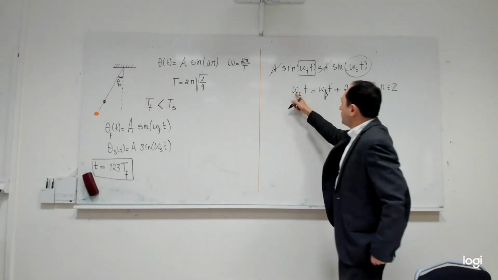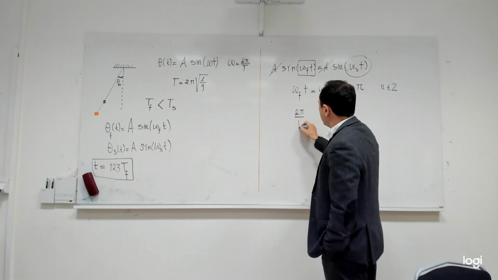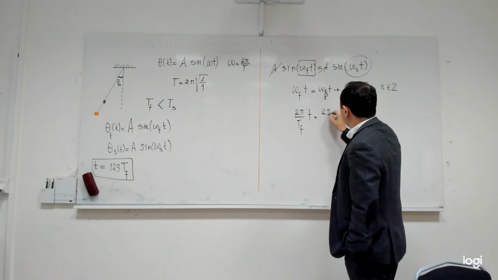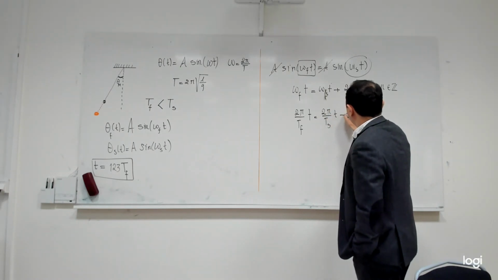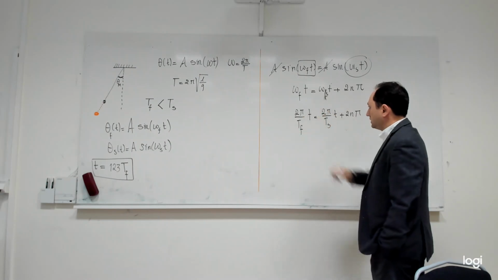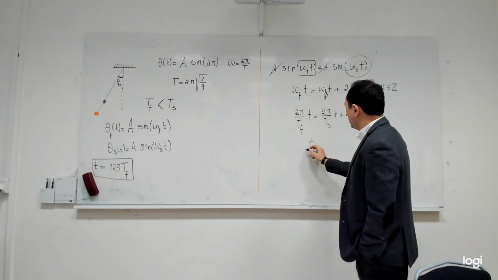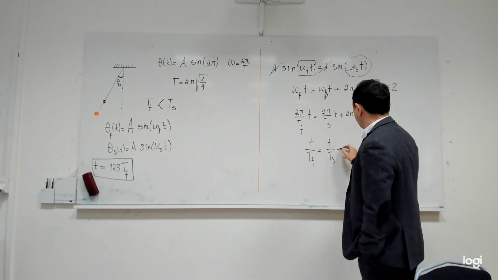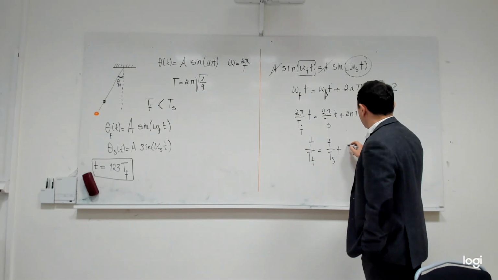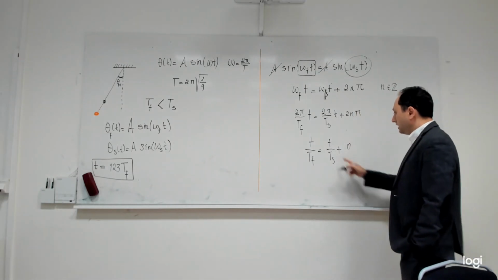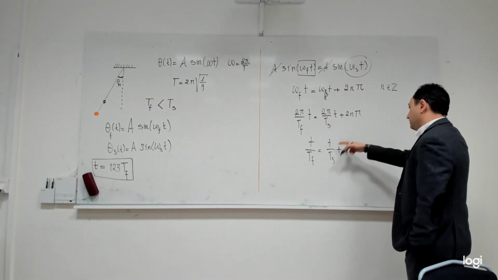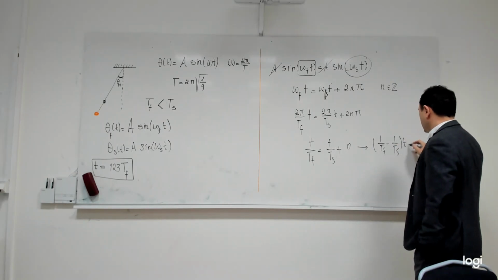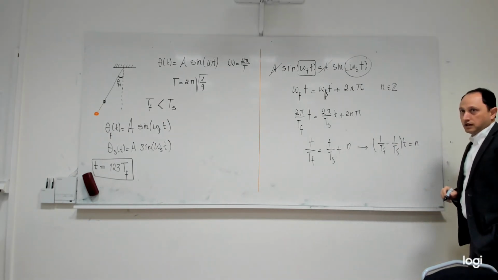Why? Because omega_f is 2π divided by T_f, times t. And this is what? 2π over T_s, t plus 2nπ. By the way, let me simplify everything by 2π. So this becomes t over T_f is equal to t over T_s plus nπ. Just n. Yes? And then let me move this to the other side and factor t out. It becomes (1 over T_f minus 1 over T_s) times t is equal to n. Agree? Yes. And n is an integer.